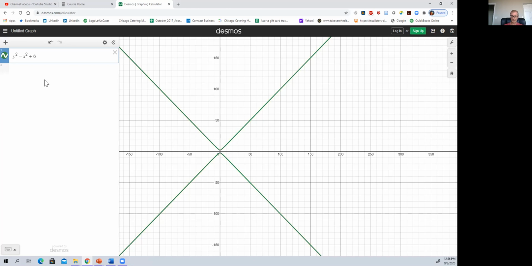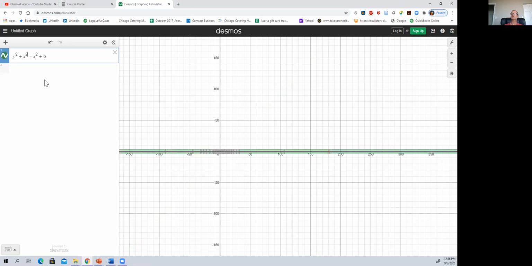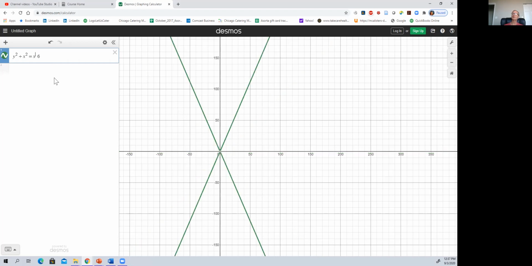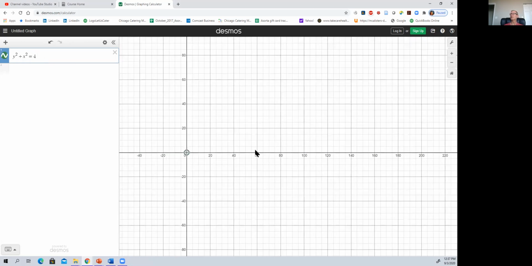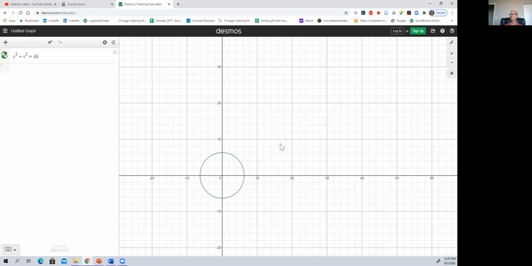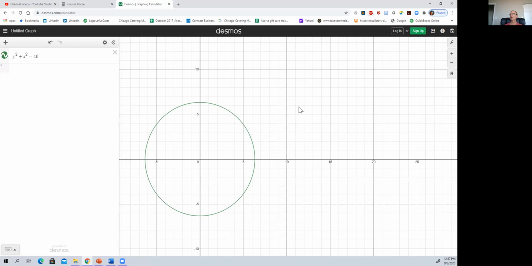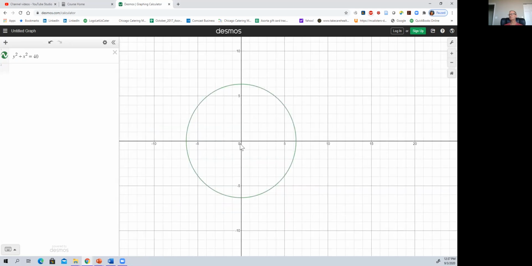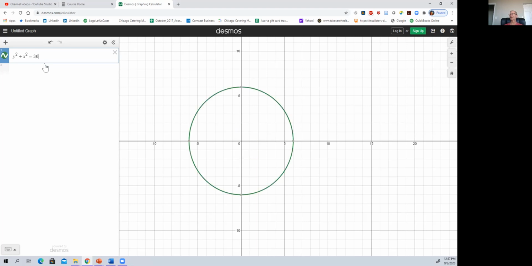And so let's do a circle. I had my circle equation wrong, so let me redo this real quick. There we go. So there's an example of a circle. I could zoom in a little bit better, and you can see that the circle has a center at the origin. And the radius is the square root of 40. I can make a nicer number. The square root of 36 would be 6.